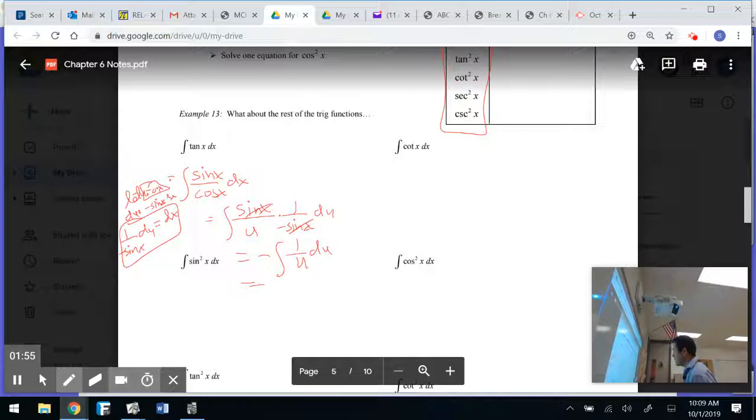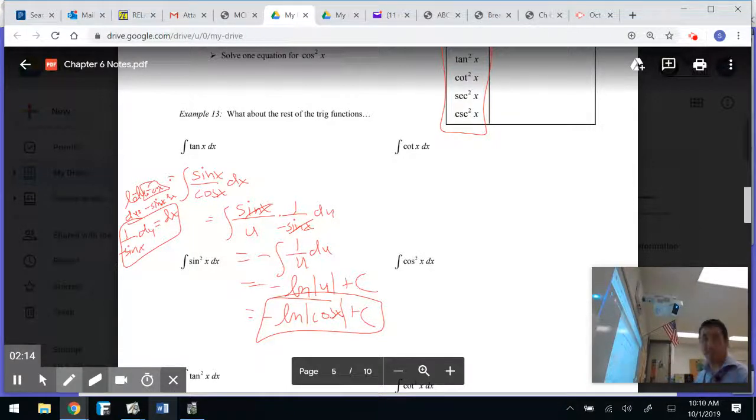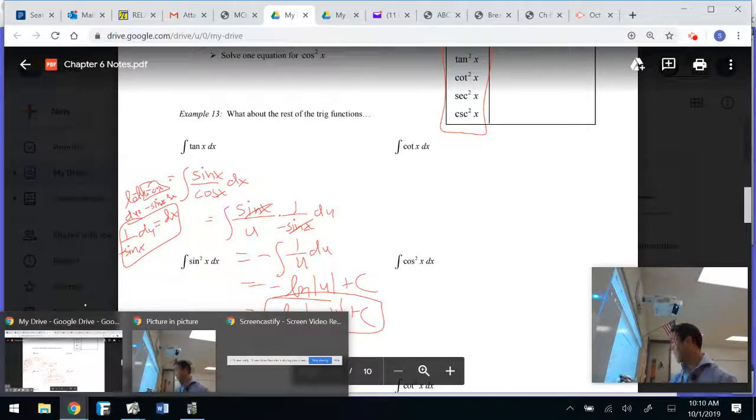Now, what is the antiderivative of 1 over u, right? That's negative the natural log of the absolute value of u plus c, right? Because it's an indefinite integral. Let's plug that u back in. And there you go, right? Class, actually not too bad, right? And that's one of those I said you needed to know from the previous page or the previous notes. I hope you copied them down.